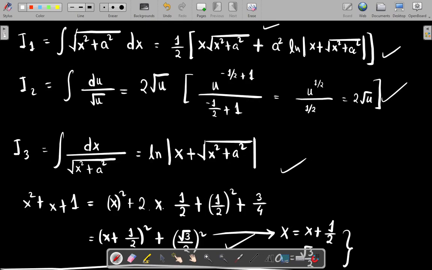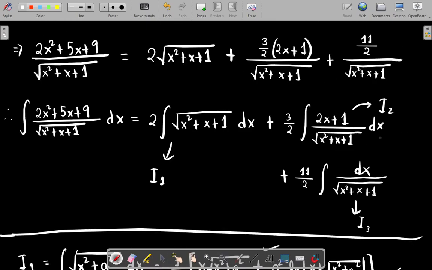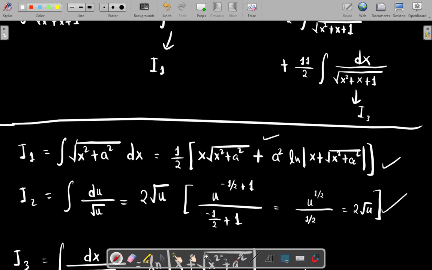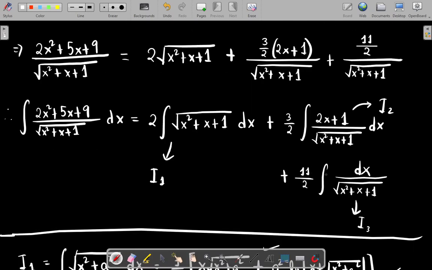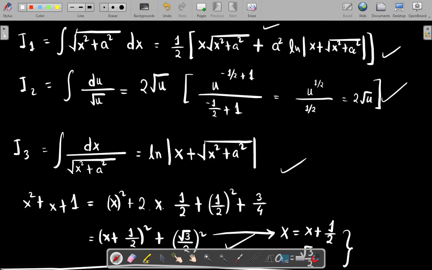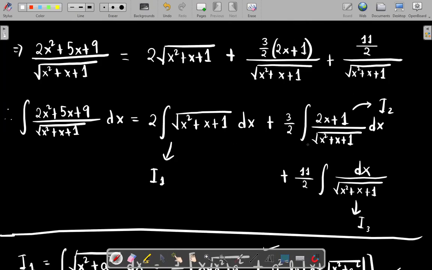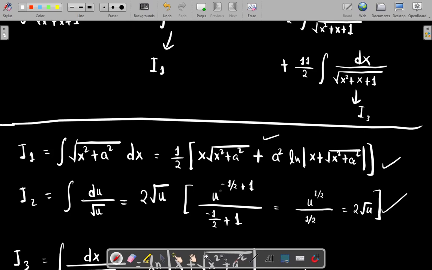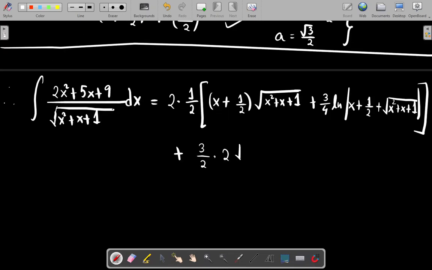Now let us look into this second integral I2. So I2 is nothing but 2 root u, right? So this will be 3 by 2 times 2 root u, where in our case u should be equal to this x square plus x plus 1, right? So this becomes x square plus x plus 1. This is I2.